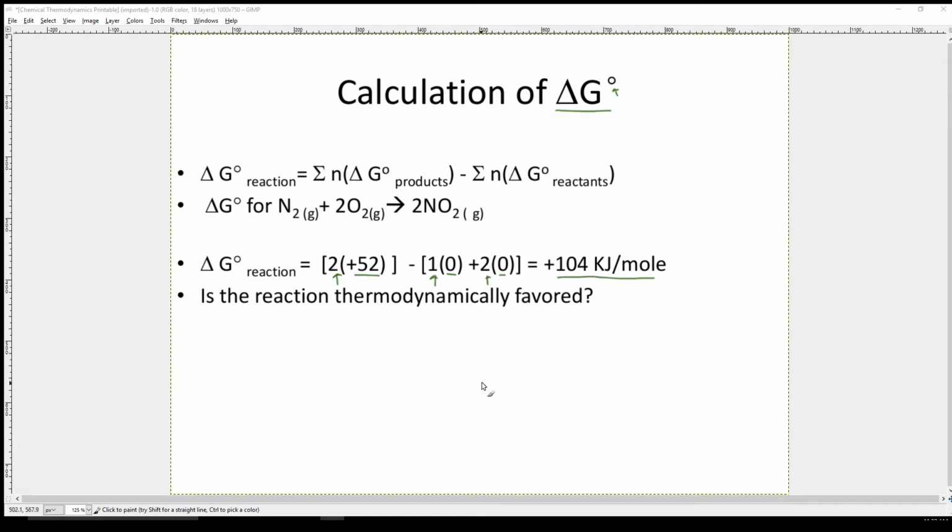Now think back to the last video. I know for some of you that was before spring break. So is this reaction thermodynamically favored? In order to know, you have to look at the sign of delta G. In this case, it is positive. And if it is positive, no, it's not a thermodynamically favored process. It is non-spontaneous.